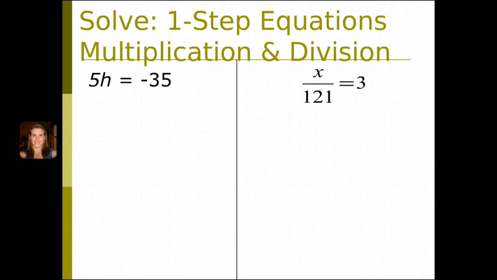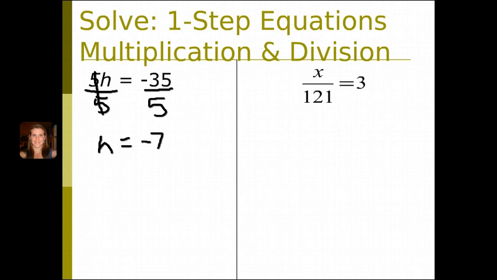In our first example, we have 5h equals negative 35. Right now, 5 is multiplying h. Therefore, we need to undo the multiplication. The opposite of multiplying by 5 is dividing by 5. So we're going to divide both sides of the equation by 5. Our 5's on the left side cancel out, and we are left with h equals negative 7.